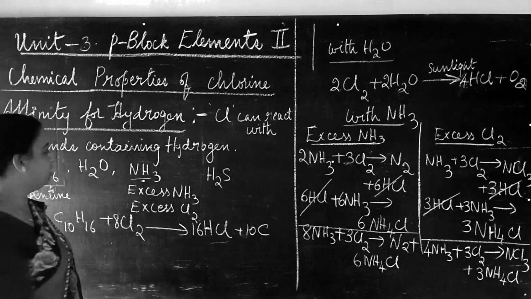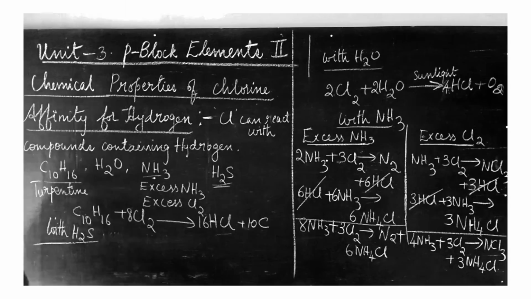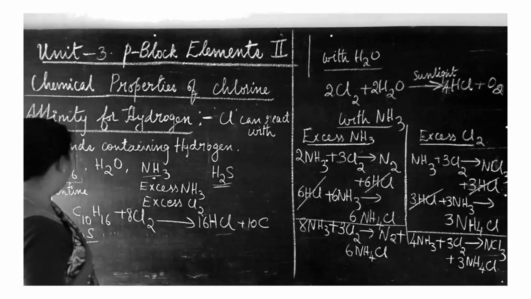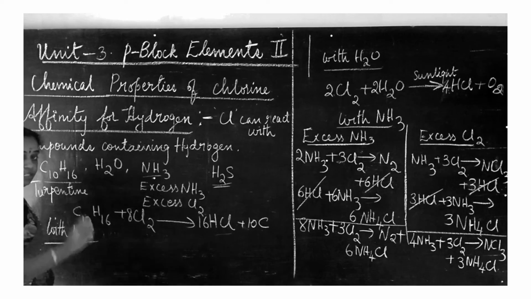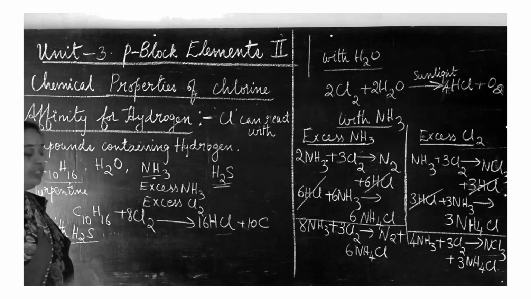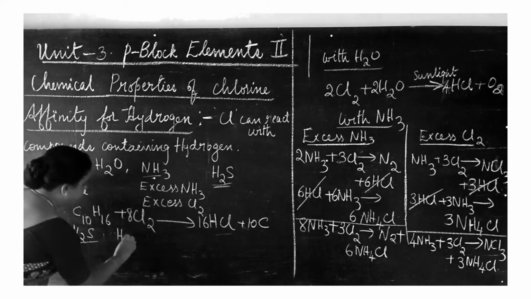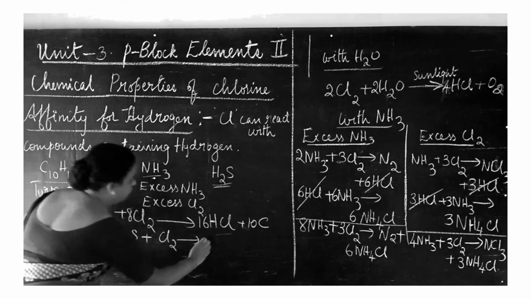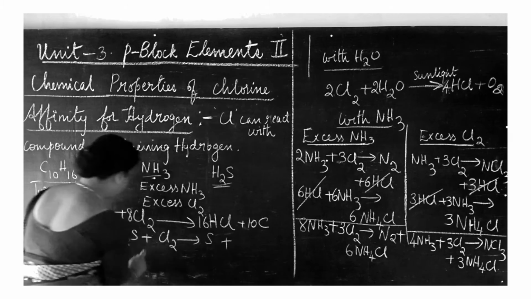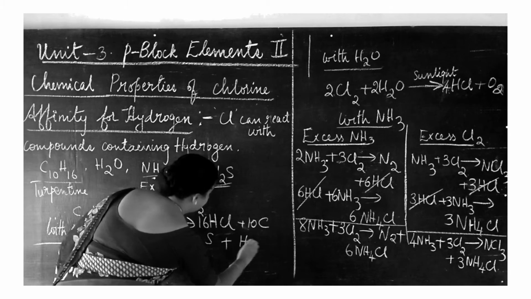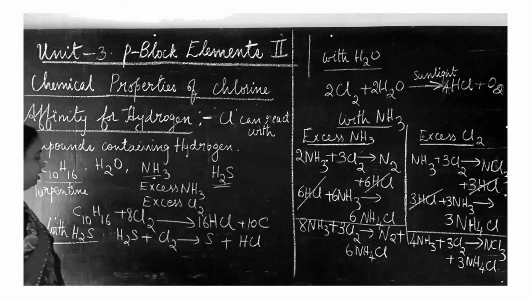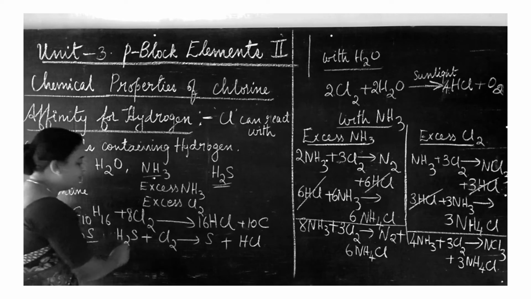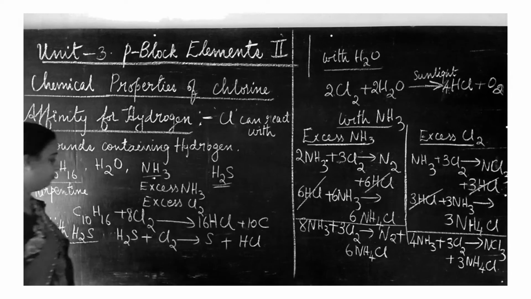Fine. Now the next reaction is with hydrogen sulfide. Now we'll see how chlorine reacts with hydrogen sulfide. So chlorine oxidizes this hydrogen sulfide to sulfur. Okay. So we'll just write the reaction. Hydrogen sulfide reacts with chlorine gas to form sulfur plus HCl. Yes, so that means chlorine oxidizes hydrogen sulfide to sulfur and HCl.